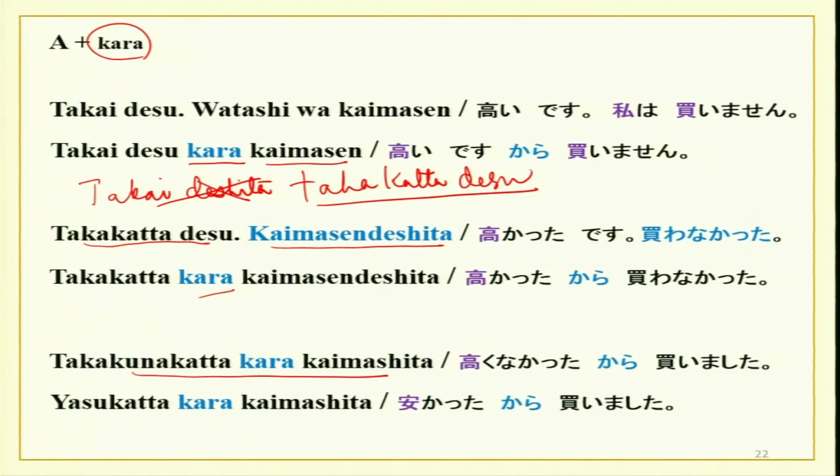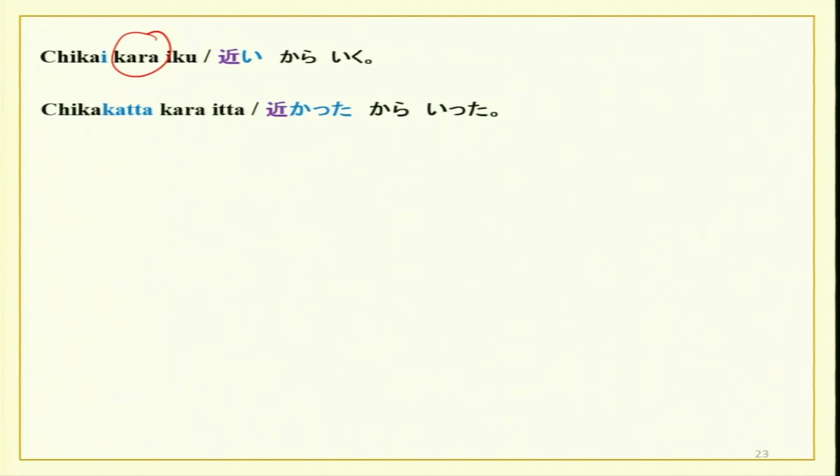And yasukatta kara, yasui, yasukatta, it was cheap. So, yasukatta kara kaimashita. So, I adjectives over here, how to use them. There is another example for you. Chikai kara iku. It's chikai, it's close by, so I will go. Chikai kara. Reason for going is chikai. Chikakatta kara itta. So, past activity, I went because it was close.